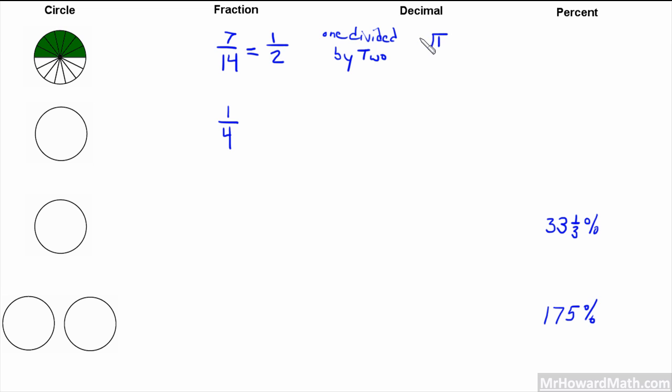1 divided by 2. 2 goes into 1 0 times. We bring down a 0. 2 goes into 10 5 times. 5 times 2 is 10. 0 remainder. We are done. Therefore, our decimal is just 0.5 or 5/10. I'm going to circle that since we've got some extra work there.